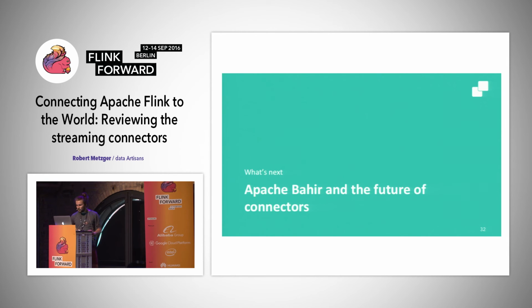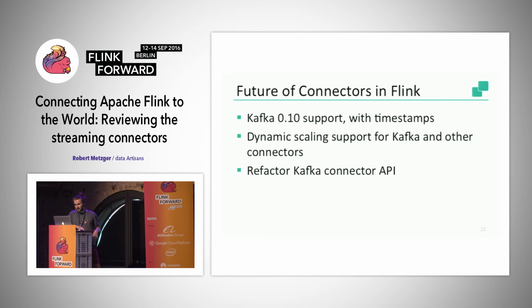So let's move on to Apache Bahir and also some future developments in the connectors. An interesting thing that is coming up is that in Kafka 0.10, Kafka added support for timestamps in the data items. And of course, with Flink supporting event time, that's a natural fit. So we're working on allowing data to be read from Kafka 0.10 with support for timestamps, and also on writing data to Kafka with the proper timestamps.